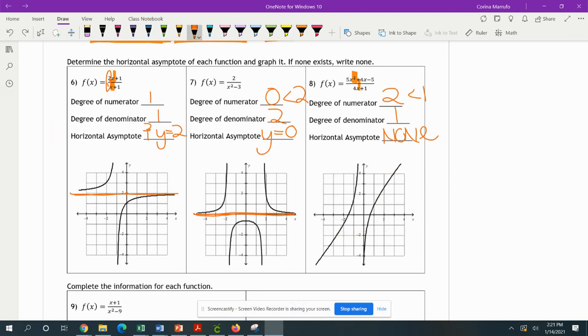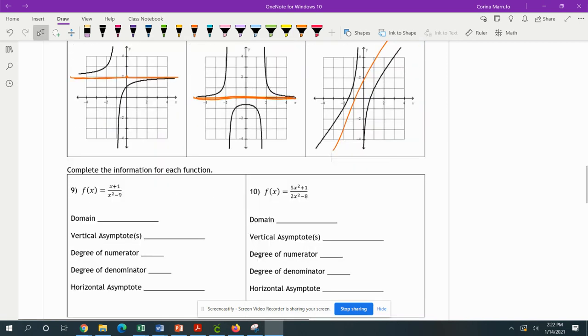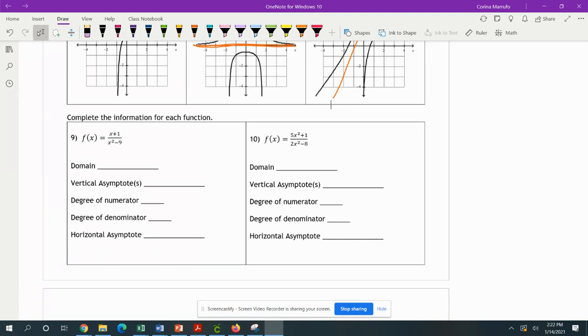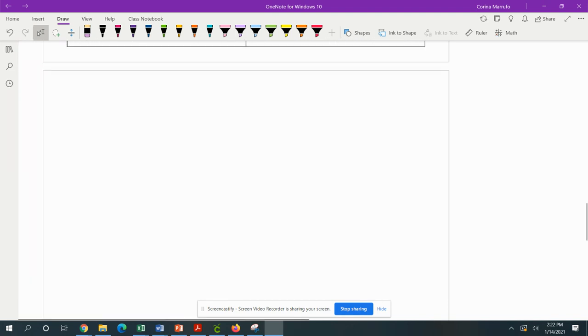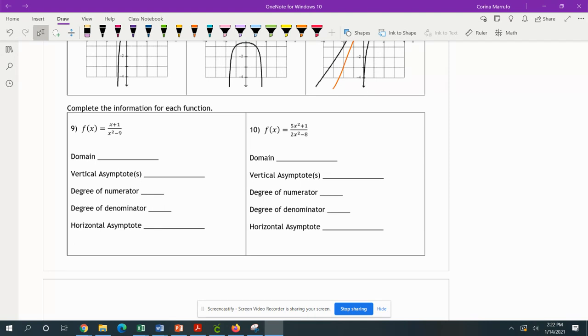As a matter of fact, this one has a slant asymptote, and you can see it kind of follows this little imaginary line. But that will be for the next lesson, okay? All right, here it says complete the information for each function. So here they want us to put the domain, the vertical asymptotes, and then find the horizontal asymptote by finding the degree.